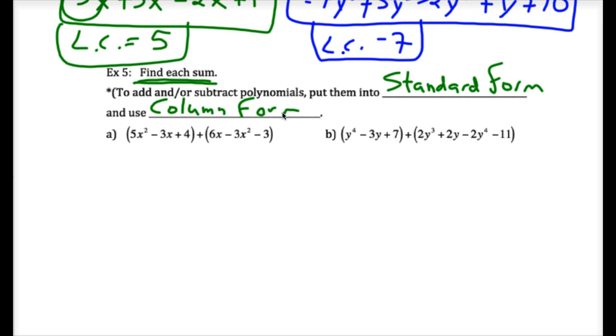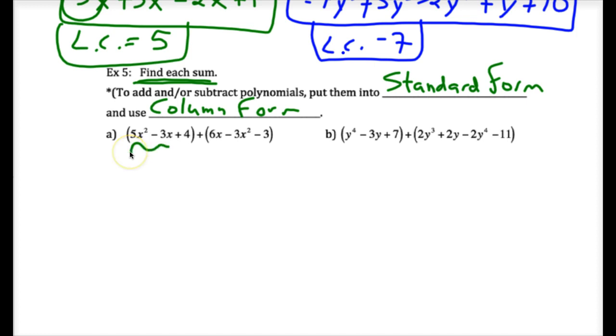Everybody put your arms into a column. Which way do columns run? Are columns this way or this way? This way. That's an angle, dude. Columns are straight up and down. Okay?